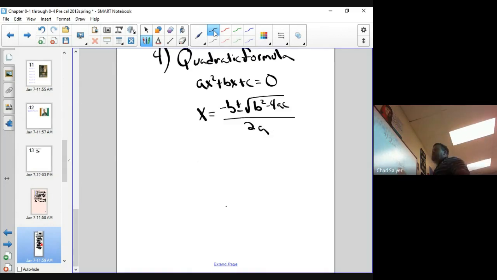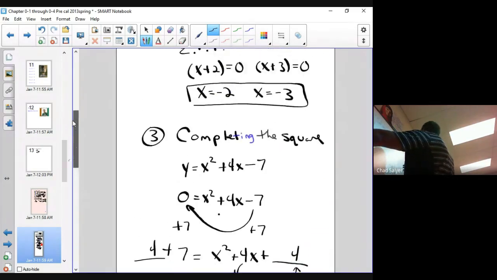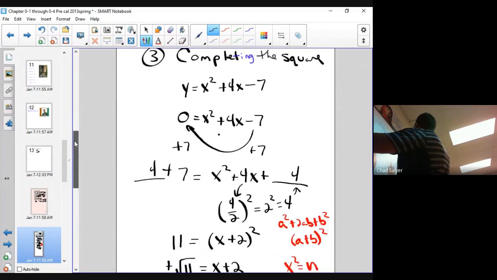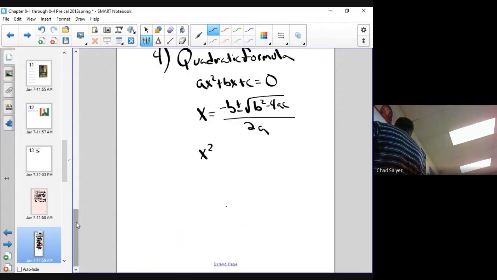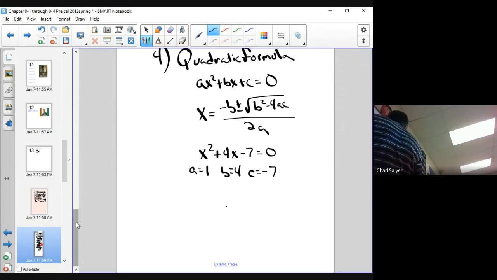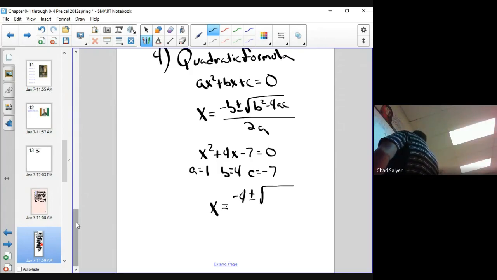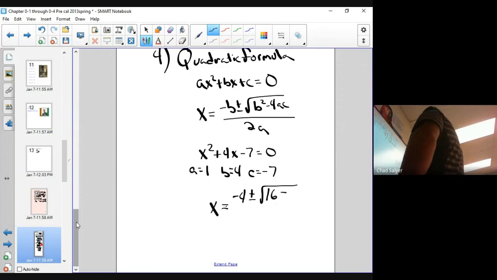So let's solve the same one we did for method 3 here. x squared plus 4x minus 7. So a value is 1, b value is 4, c value is negative 7, and we just plug those in. So x equals negative 4 plus or minus the square root. 4 squared is 16 minus 4 times 1 times negative 7. So that's going to be a negative 28.